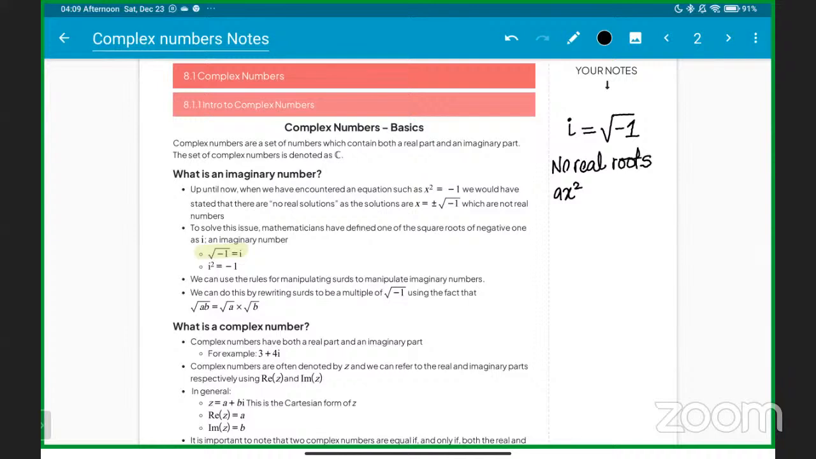So what I was saying, you have a quadratic equation, right? ax squared plus bx plus c. Remember, we have a quadratic equation, ax squared plus bx plus c. When you solve this, you will get two solutions. So two roots you might get, right?